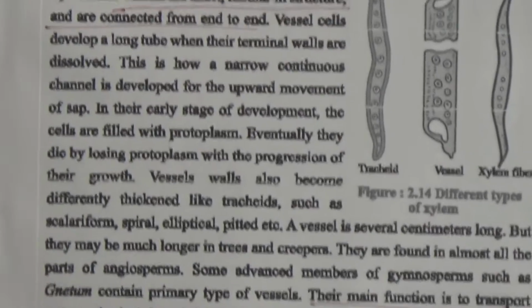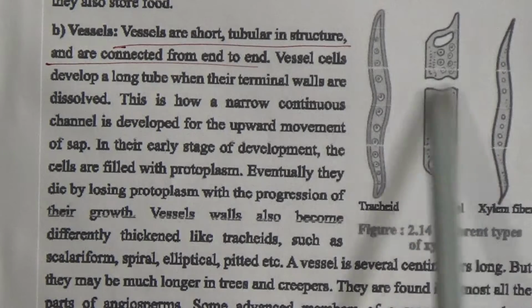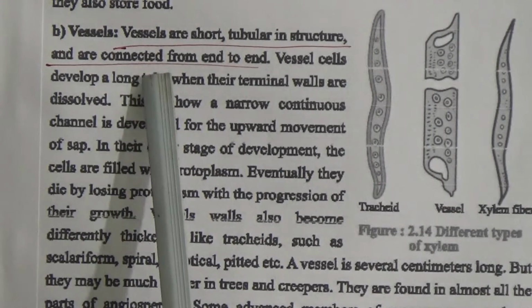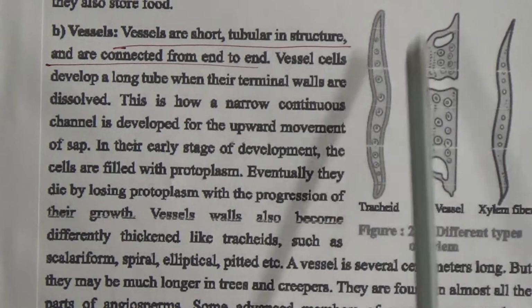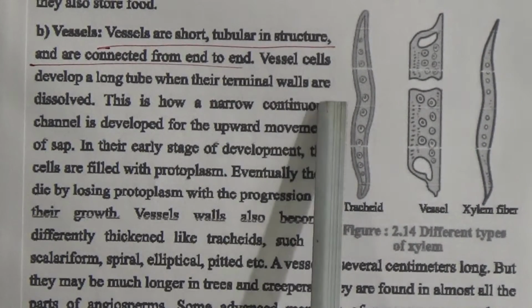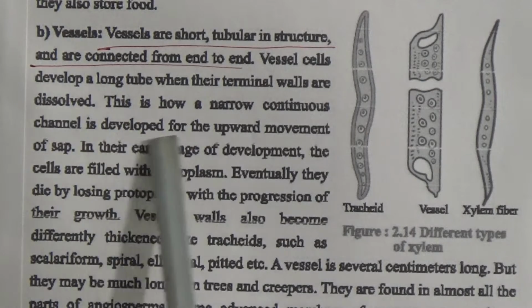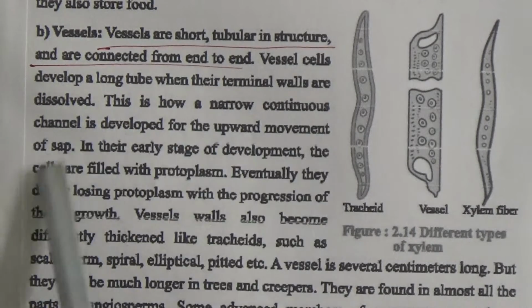Now, vessels. Vessels are short, tubular in structure. You can see the picture of a vessel here. They are connected from end to end. Vessel cells form a long tube when their terminal walls are dissolved. This is how a narrow continuous channel is developed for the upward movement of water.